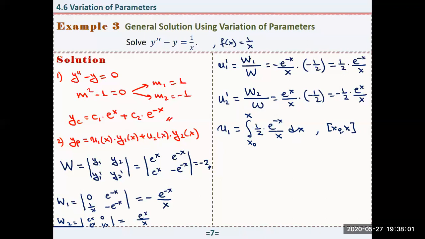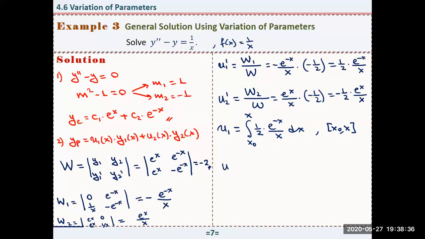This interval does not contain 0. So we can integrate this on any interval that does not contain 0. Or, without putting these integral limits, we should just mention that the interval we're integrating over does not contain 0. Okay, let me just keep it this way. And in a similar way, if we take this 1 over 2 out, e to the power minus x over x is a non-elementary function. We cannot actually evaluate this integral, so we can just keep it like this.